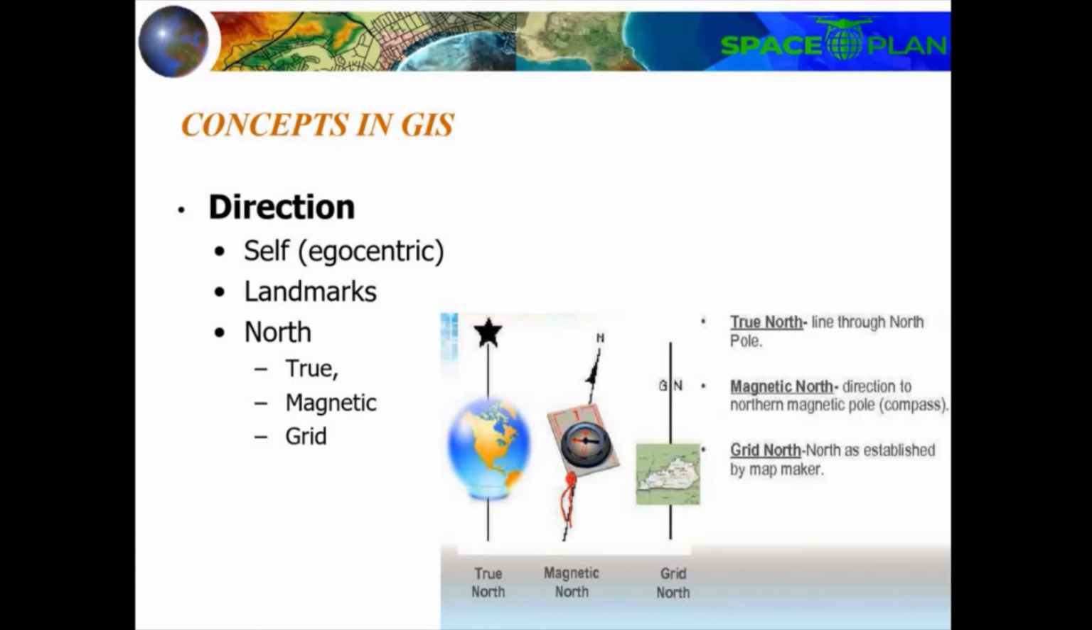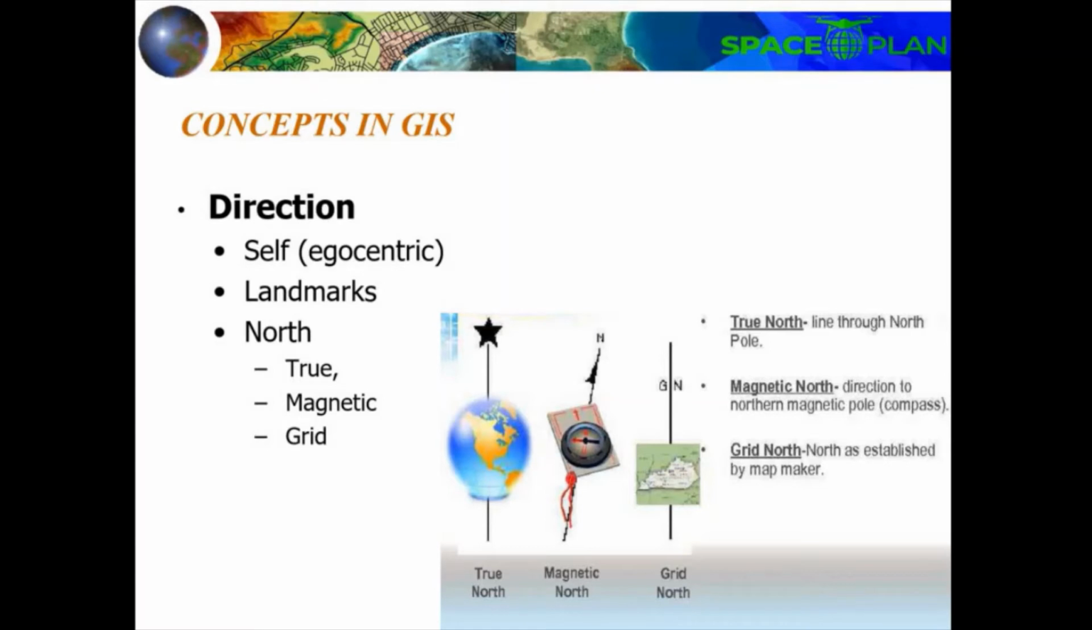For this we use the north. It can be the true north, the magnetic north, or the grid that you have on a map. If you are looking at true north, then you are looking at direction based on the line through the North Pole. If you are using a compass, you can give directions based on the north, but then you are giving it through the magnetic North Pole. And if you have a grid on your map, you can give directions based on the grid that you have on the map.